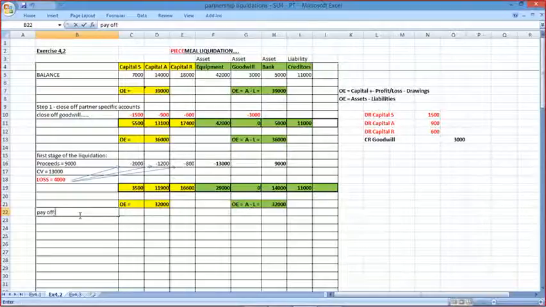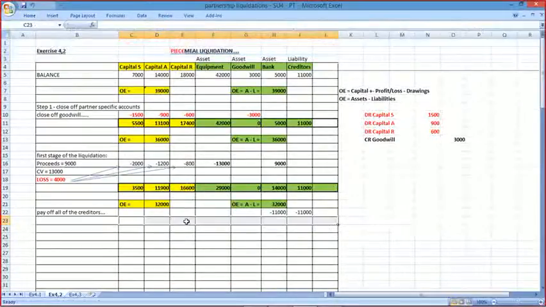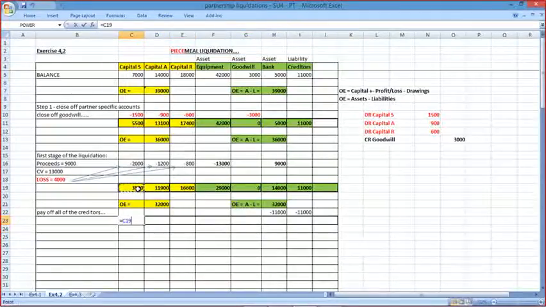Okay, so pay off all of the creditors. If I pay off my creditors, I'm going to require 11,000 from there, and that will decrease my liability. So am I still going to have a liability after having paid them? No. All right, so this amount stays the same. That amount stays the same. This amount is still zero. This amount is now the 14 less 11. The 11, correct. So this amount minus 11 gives me 3,000.